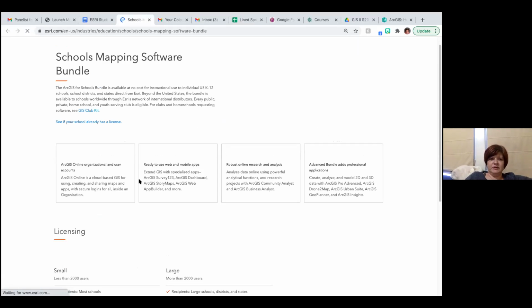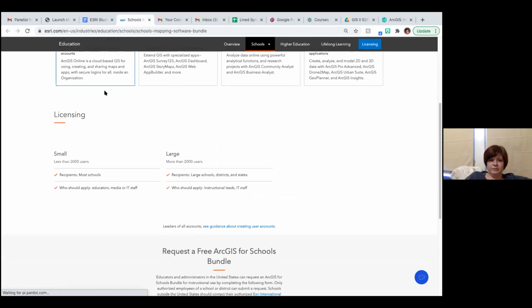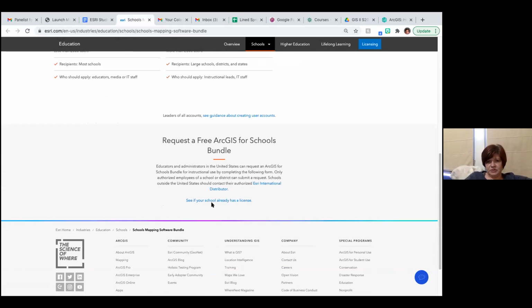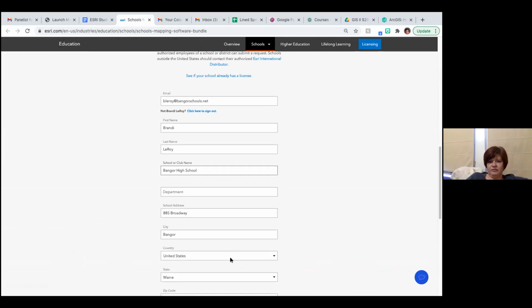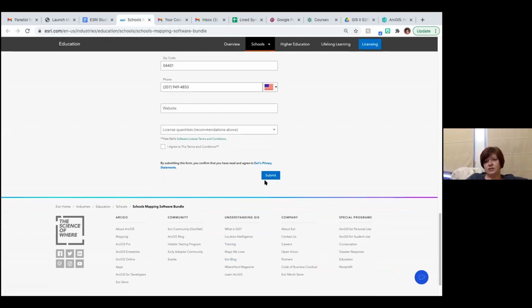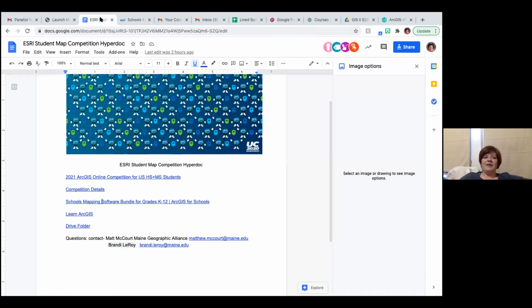and it gives you information about the school mapping software. Basically, if you sign up, you can see if your school already has a license by going here. You can sign up with your information, hit submit. Charlie Fitzpatrick, who is the head of K-12 for ESRI, will get back to you, and you'll have accounts for every one of your students, as well as your staff. So it's pretty amazing that they give us this product for free. What I'm really here to talk to you guys about, though, is the ArcGIS Online Competition.